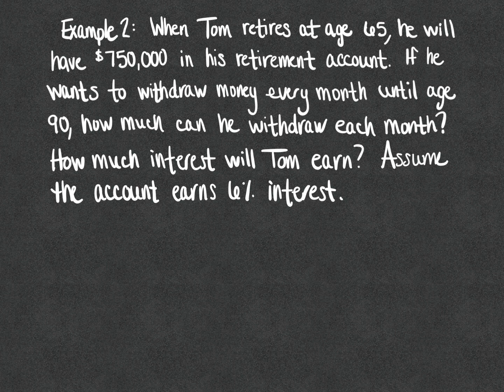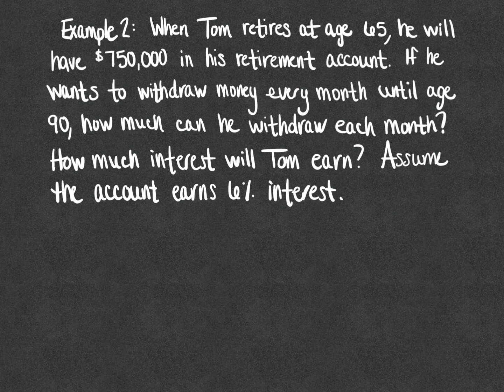When Tom retires at age 65, he will have $750,000 in his retirement account. He wants to withdraw money every month until he reaches 90 years old. How much can he withdraw every month? And then, similar to the last question, we're also going to figure out how much interest Tom will earn. And we're going to make the assumption that his account earns 6% interest.